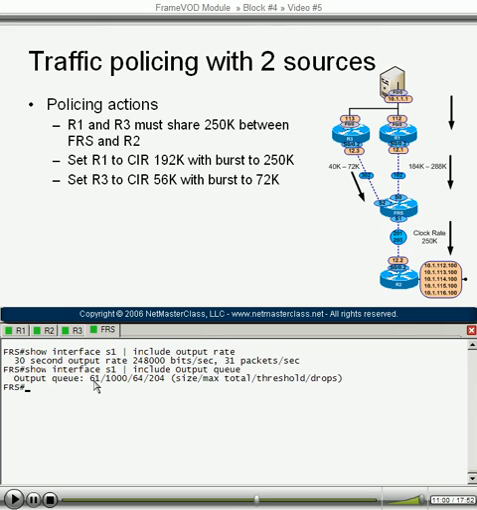At the moment, the output queue has 61 packets in it, and the full size of that queue is 64 packets, so it's definitely buffering traffic above the 250K rate. This output interface is clearly being congested. In the next demonstration, we'll show you how to manage the congestion by dropping packets marked discard eligible.